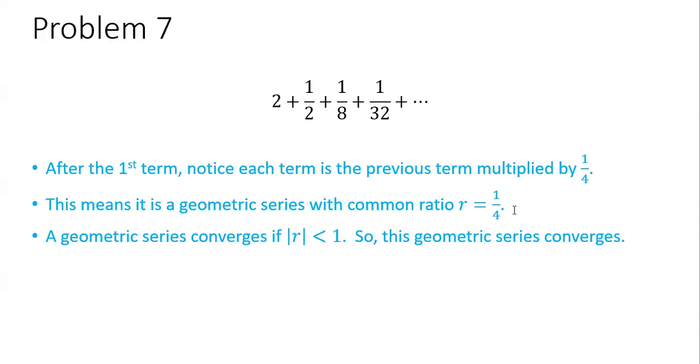We just realize that this is a geometric series with r equals 1/4. And we know that the geometric series converges if the absolute value of r is less than 1. 1/4 is clearly less than 1. So our series converges. It's a geometric series.